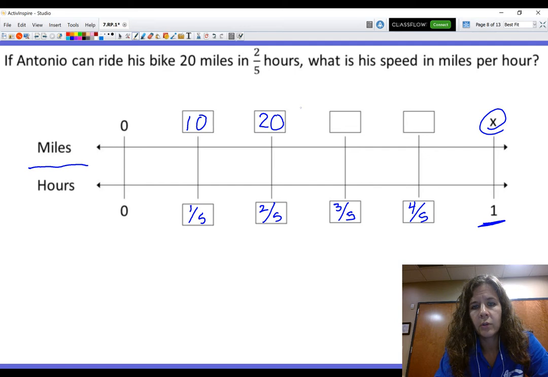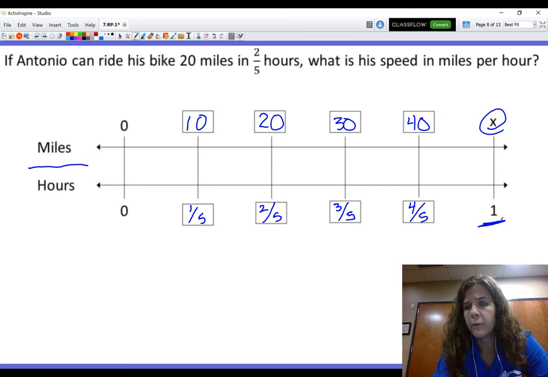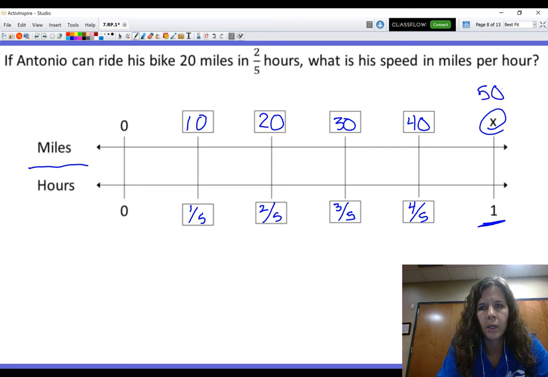So at 2/5, he rode 20. At 3/5, he rode 30. At 4/5, he rode 40. And then at a whole, or at 5/5, he would have ridden 50 miles per hour.